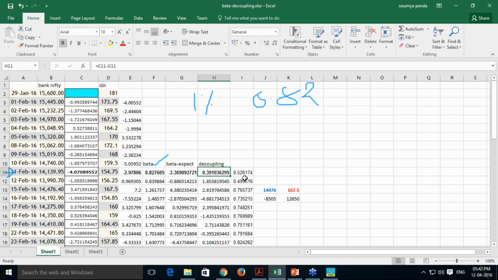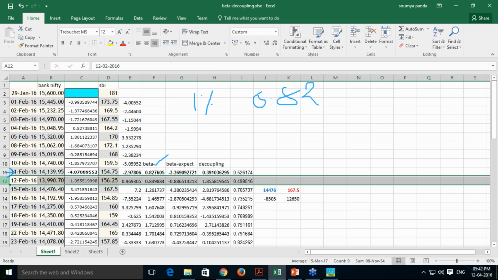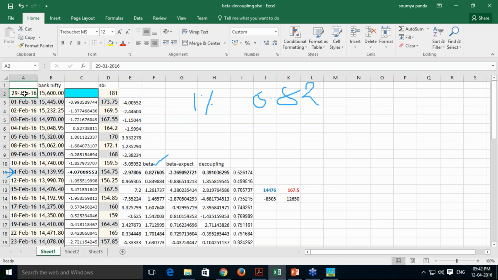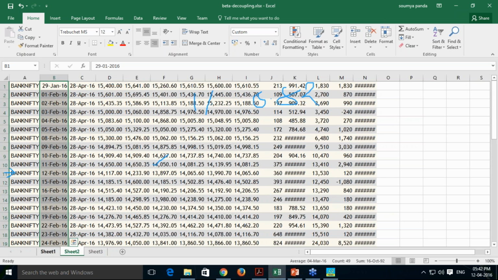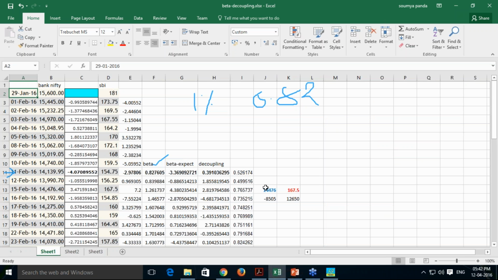So once you get this kind of decoupling, 11th February you got some decoupling, 12th February you got some decoupling. Before 11th February also you will be having some decoupling value. Yes, this contract starts trading from here. This is this month's contract, and this is the April month's contract. It is starting from 29th January. The first day of trading is 29th January for this particular contract. Henceforth I am taking from the first day. It is the 28th April contract, so for that only I am taking from 29th January.